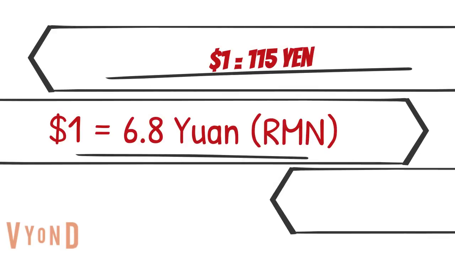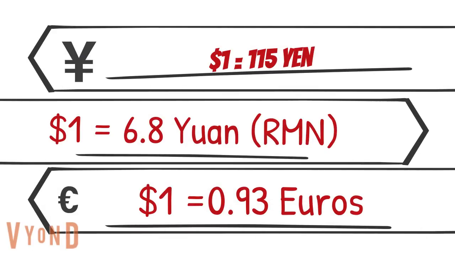These are past exchange rates. You can see the exchange rates in the modern world change by the millisecond. So if you go look at the exchange rate now, these aren't them, but it might be that $1 equals 115 yen, or in other words, a yen equals about a penny. $1 equals 6.8 yuan renminbi, which is the Chinese currency. And $1 equals 0.93 euros, about $1 per euro.